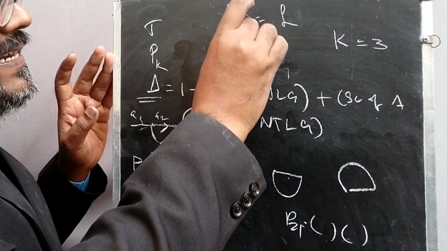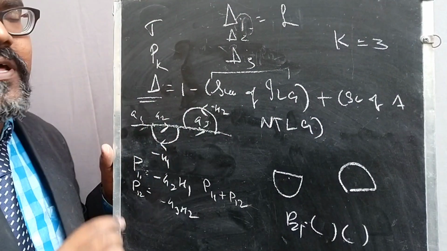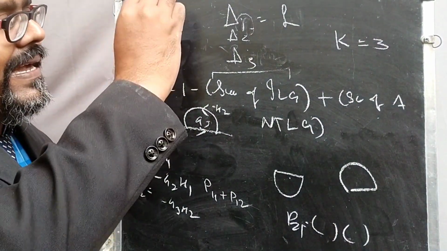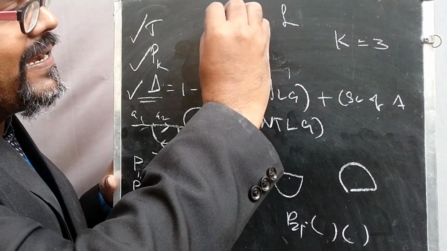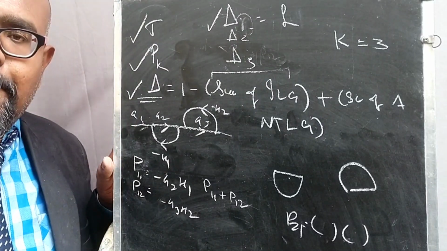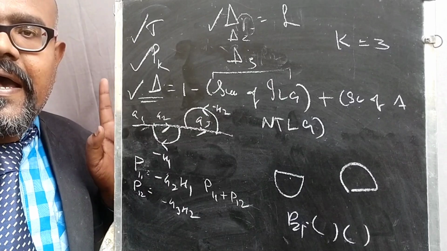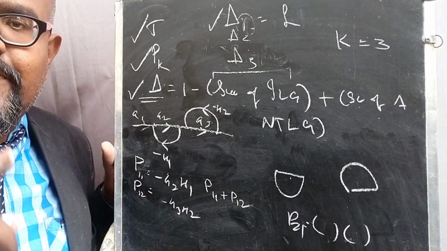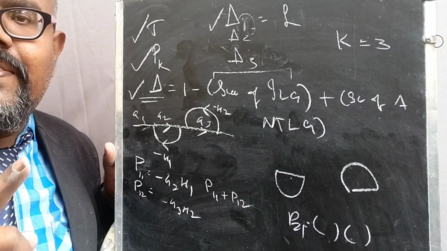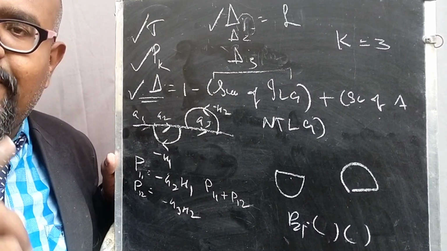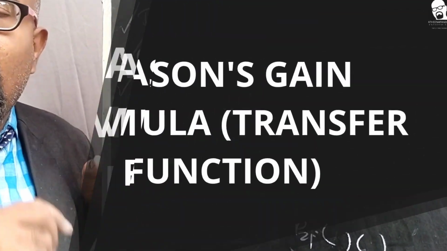So this del k is also very important, the fourth variable. So T, Pk, del and del k: all four important variables you need to note. Because, as I already told you, S.J. Mason introduced one formula, and that one formula is enough for calculating the transfer function.